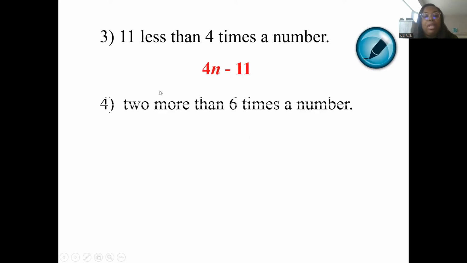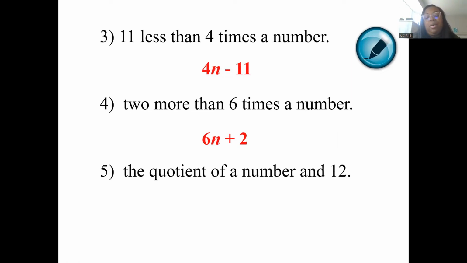2 more than 6 times a number. Here we go again with the more than. Go ahead and pause that video and try it on your own before you get the answer revealed. Hopefully now you have got the answer revealed and you see that it's 6 times a number plus 2. 2 more than, meaning it's going to be something plus 2.